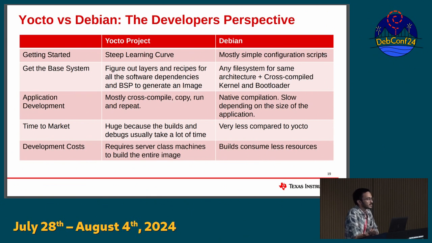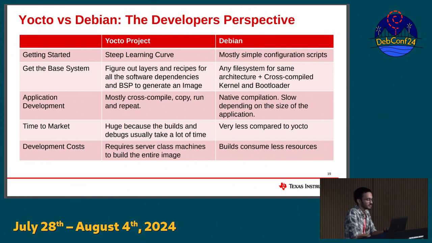When it comes to time to market, Yocto builds take so long to complete. For example, the default image that we ship in TI usually takes 4 to 5 hours for one build on a server class machine with 64 cores. In Yocto it takes so much time because it has to clone all the sources that are required in the file system, and it has to build everything from scratch, including the toolchains.